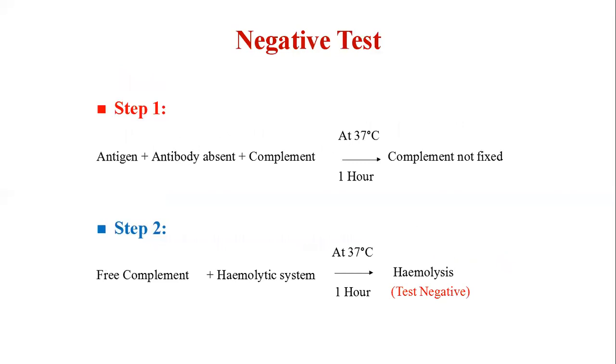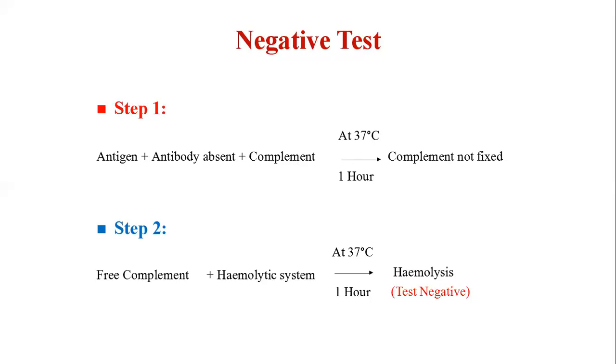The second test, that is the negative test, is the same kind of test. So in the first step, we add antigen, but the antibody is absent here. The difference between the positive and negative test is that the antibody is absent. So the complement will interact with the antigen, but it is not fixed by the antigen; it is fixed only by the antibody. As the antibody is missing here, the complement will not be fixed, and this complement will interact with the second antibody that is present in your hemolytic system, with the amboceptor.